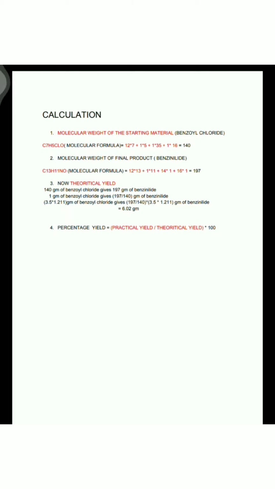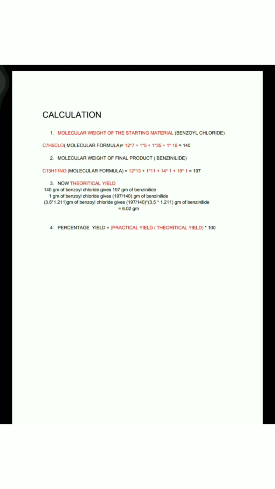In continuation of the experiment, we come to the second part, that is the calculation. For calculation, we have to calculate three things: one is the theoretical yield, one is the practical yield, and the last is the percentage yield. Unless and until we get the practical yield, we cannot calculate the percentage yield. So here we will just do the calculation of the theoretical yield only.